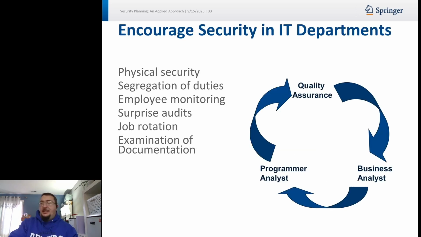IT security, set that through physical security, again, duty segregation, monitoring, doing job rotation so that somebody doesn't do the same thing all the time, and examination of documentation. Another thing I haven't seen listed so far but is important is forced vacations. If you're forced to take a vacation, then somebody else has to take over your role and somebody else has to be able to look at your stuff. It's another form of accountability.